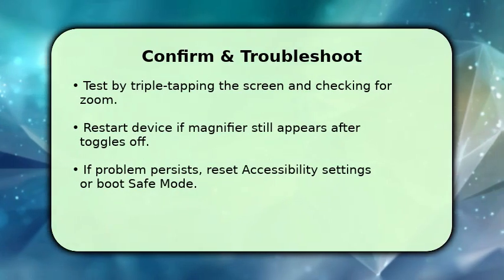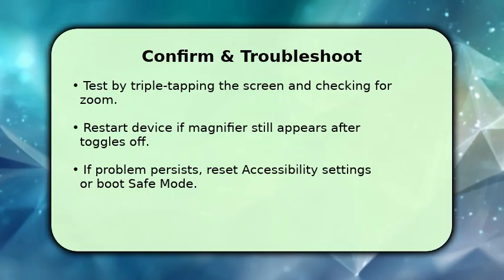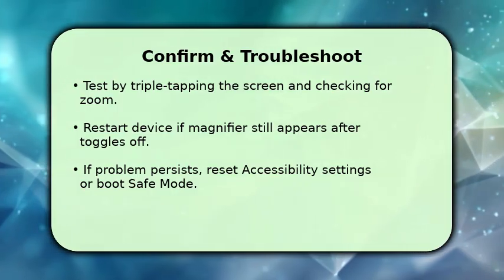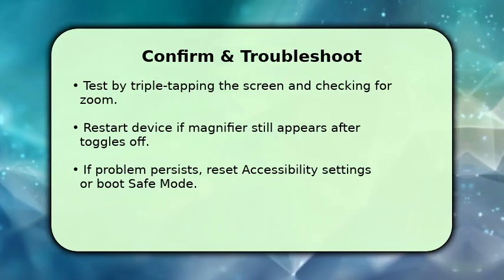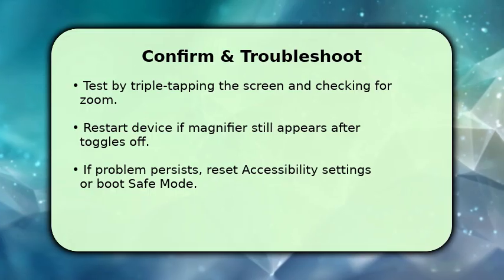Finish by testing. Triple tap or use the previous trigger to confirm the magnifier no longer appears. If it still activates, restart the phone to clear cached services, then recheck the accessibility toggles.